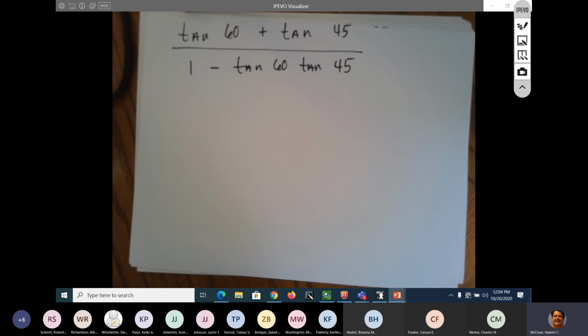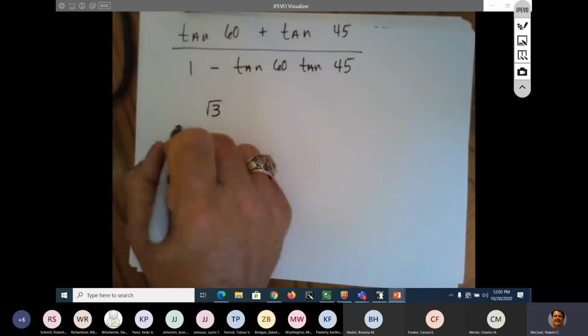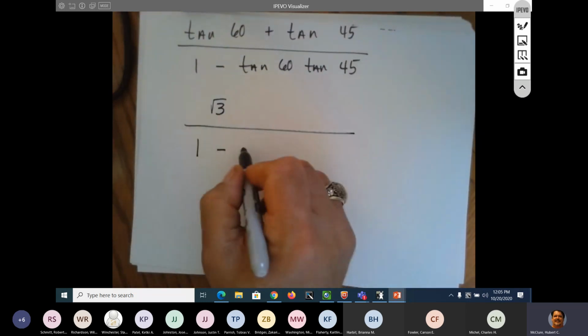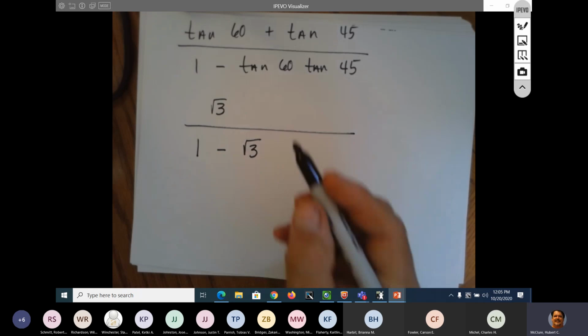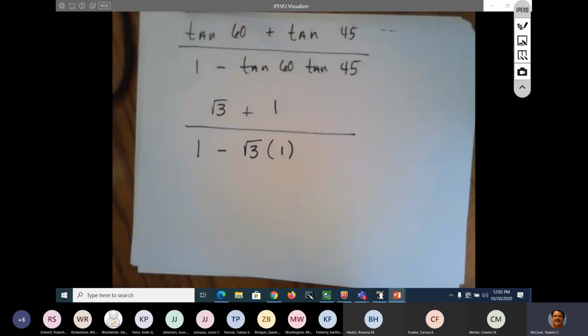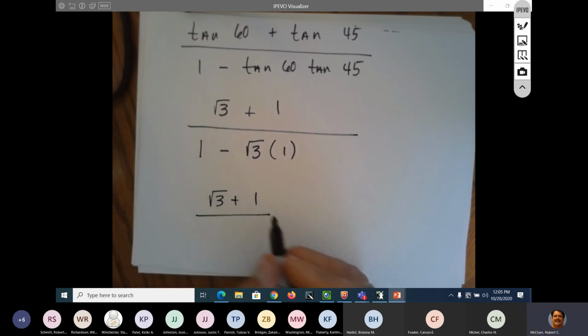So the tan of pi over 3 is square root of 3. So that's going to be square root of 3 here over 1 minus the square root of 3 there. And then the tan of 45, that's easy, is 1. So you're going to put a 1 here and a 1 here. And that's going to give you 1 plus the square root of 3, or the square root of 3 plus 1, over 1 minus the square root of 3.